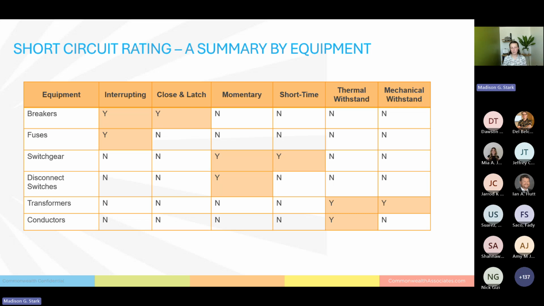And then conductors. Conductors typically only come with a thermal withstand, and this is going to be related to the insulation of the conductor and how much of that overcurrent it can handle and for how long. But those frequently come in very different ratings. You might see 24 hours, you might see 12 hours, you might see 30 minutes, you might see 2 minutes. So it depends on the conductor for that one.